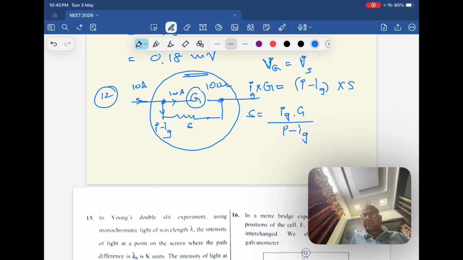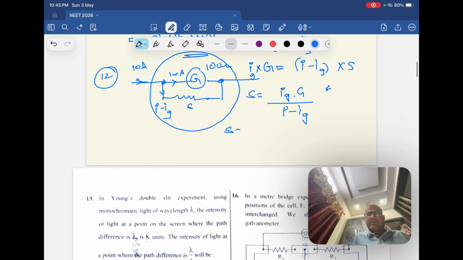If you remember this formula also, your time will be saved in competitive exams. So shunt will be Ig, the current is 1 milliampere, 10 power minus 3, and the galvanometer resistance is 100 ohms, so 10 power 2. Total current is 10 minus the current through this one, 1 milliampere gone, means 10 minus 0.001. So this will be how much?